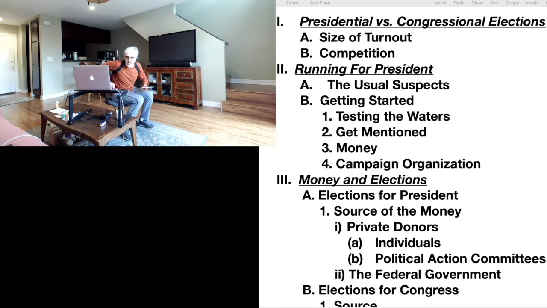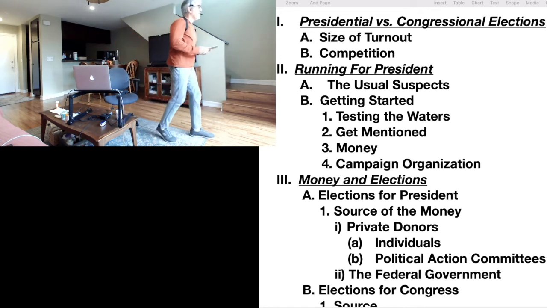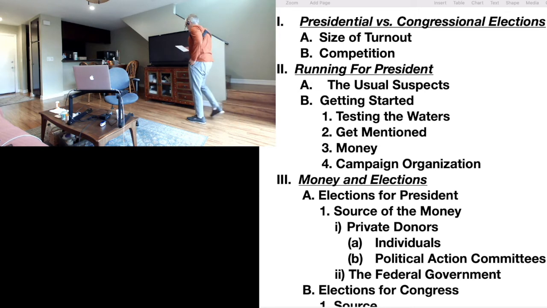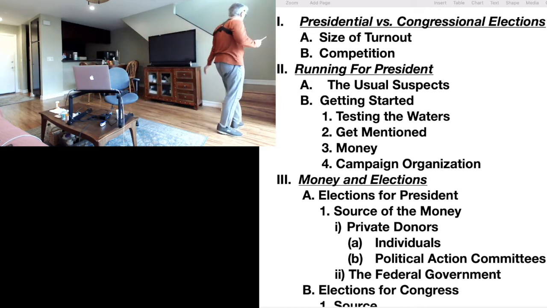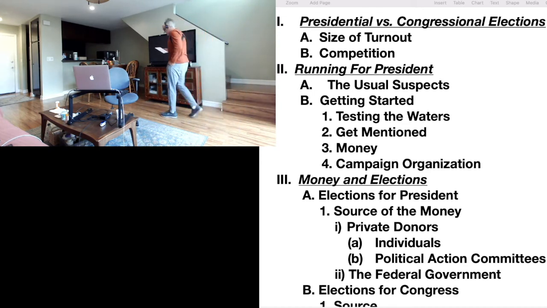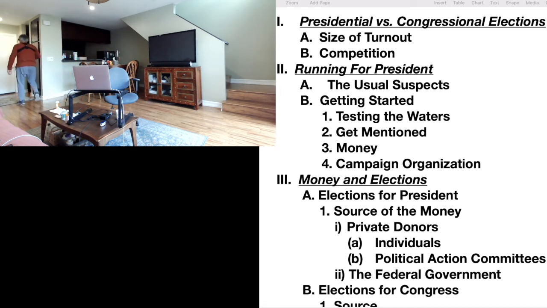So as I was saying, the source of money, there are two of them. Under private donors, you have individuals who can be either citizens or green card holders. And then you have political action committees. Now, what is a political action committee, PAC for short? Write it down. A PAC is a private organization created either by a labor union or a corporation.